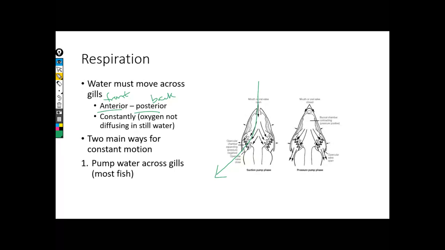Okay, and the key here is we need to consistently be moving fresh water over the gills, right? Because remember we said that the water itself is not going to consistently get fresh oxygen because it's viscous. Oxygen is not consistently moving in the water. So we need consistently to get a different spot of water or new water to make sure that we're getting that oxygen.